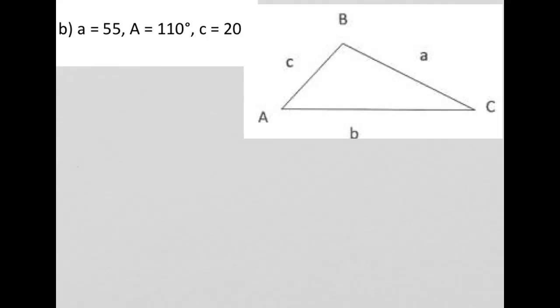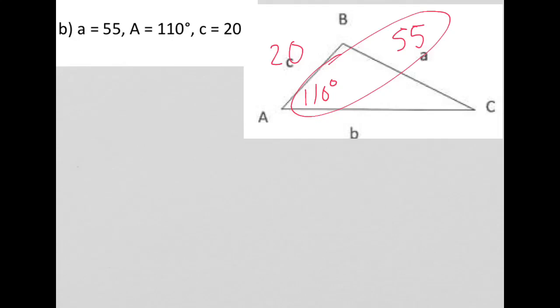Okay, 8b, we've got side A is 55. We've got angle A is 110, so clearly not to scale, but doesn't matter in the slightest bit. And C is 20. So let's identify our first set of opposites: 55 and 110.